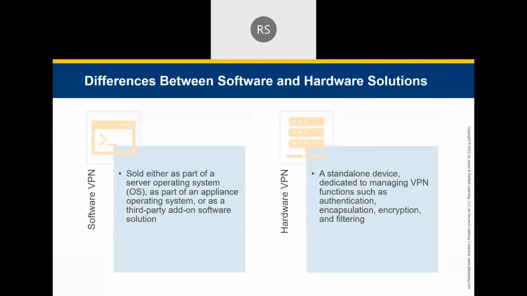So first, we're going to distinguish between software and hardware VPN solutions. Software VPNs are often integrated in the server operating system. So they're available as part of an appliance OS, or they may be provided by third-party software. On the other hand, hardware VPNs are standalone devices that are solely dedicated to managing VPN functions, including authentication, encapsulation, encryption, and filtering. These distinctions are going to shape how we approach our VPN deployment and management.